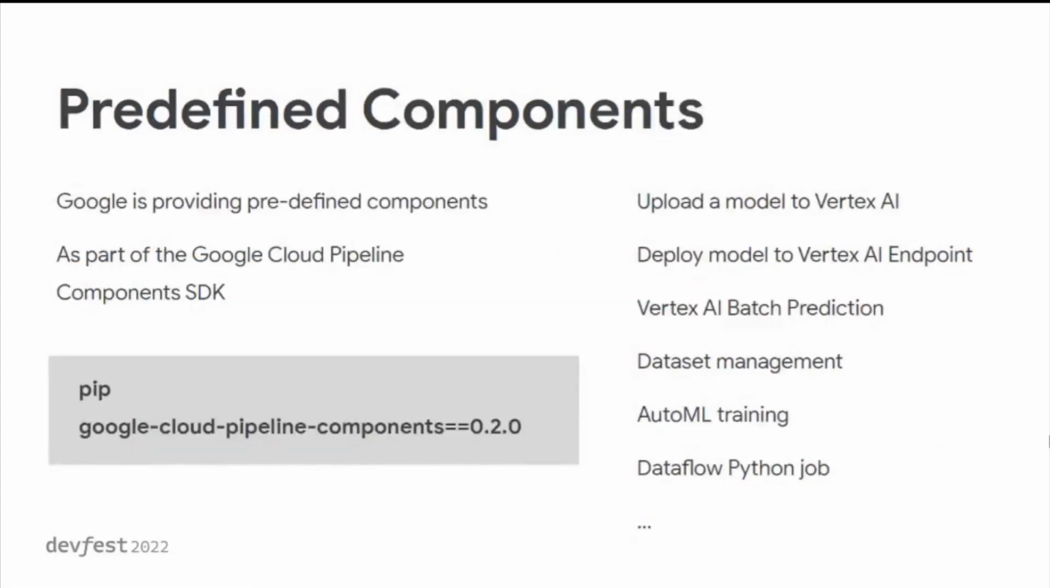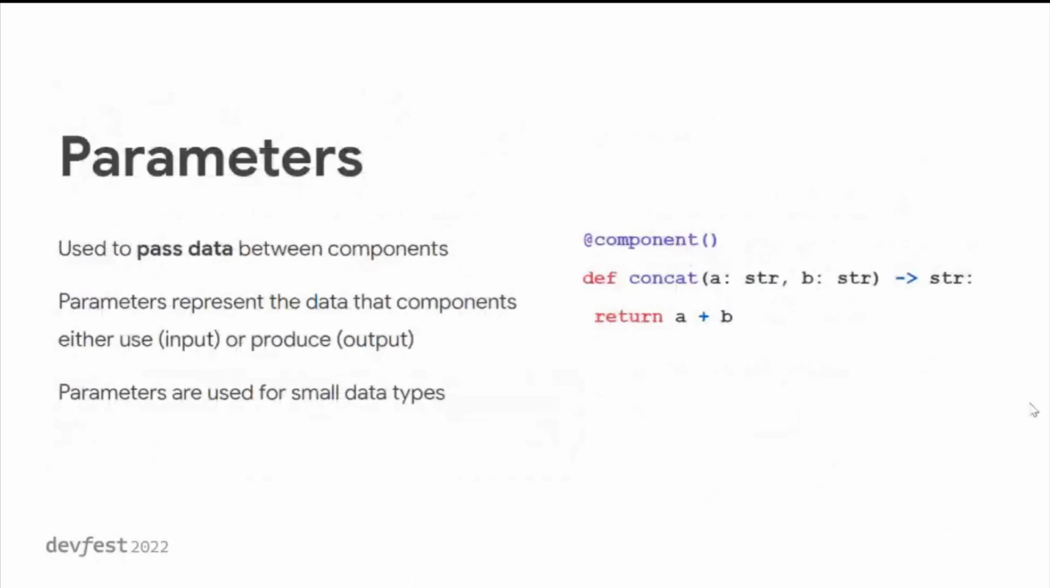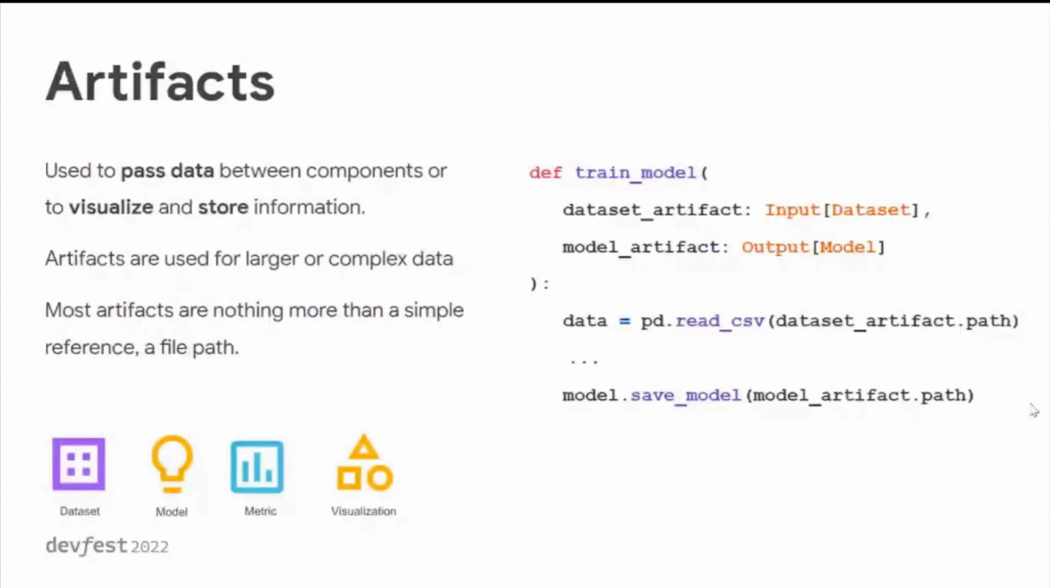Another thing is you can use predefined components. We already have different steps, so you can make use of batch prediction or model training, whatever you want. So these are certain predefined components. Apart from that, if you want to define your own component, you can do that. Parameter passing and output we have already seen. Artifacts, as I discussed, so these are the symbols for different artifacts: dataset, model, metric, and visualization. These artifacts can be generated, passed in, or logged from a particular component.